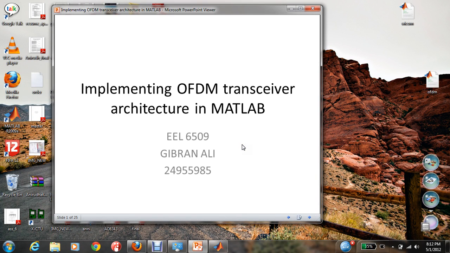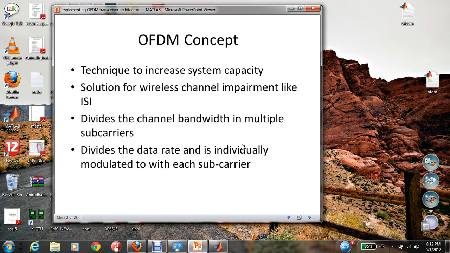This project is about implementing the OFDM transceiver architecture in MATLAB. My name is Gibran Ali and this is my final course project for the course of Wireless Communications EEL 6509. In this project, I've implemented the OFDM concept using an OFDM transceiver architecture, and I have explained each step of the transceiver architecture followed by the simulation which I've performed in MATLAB.